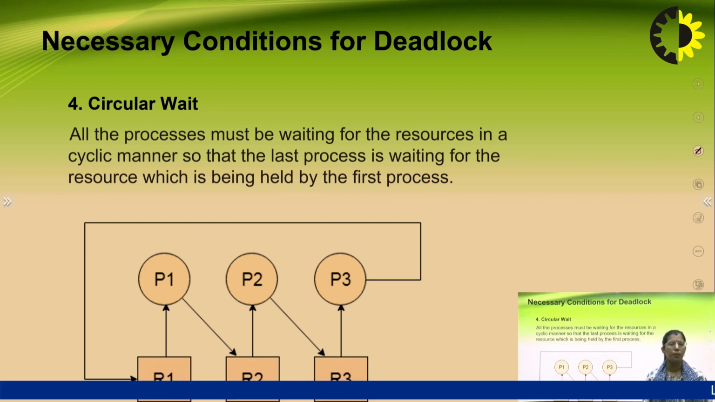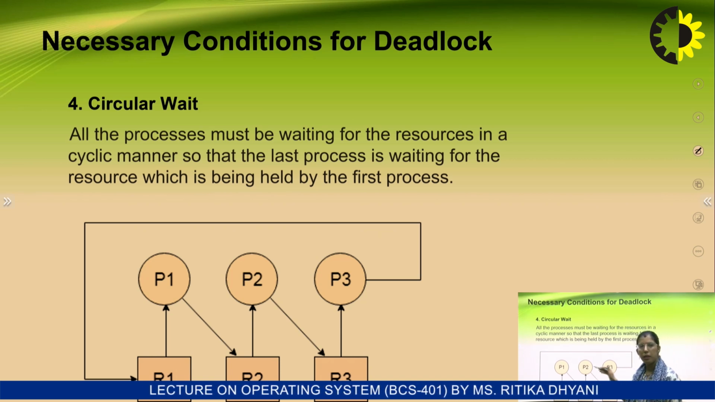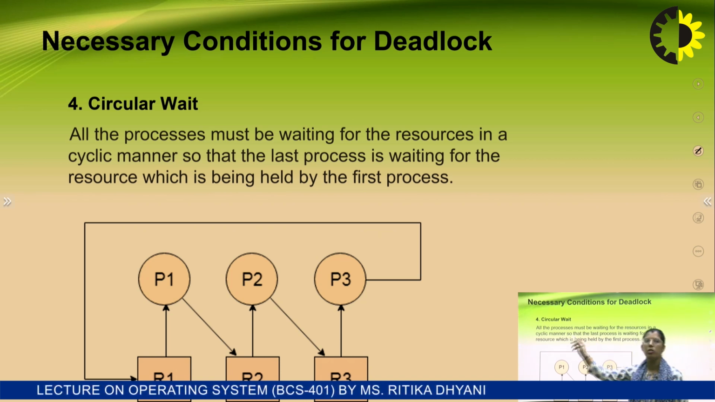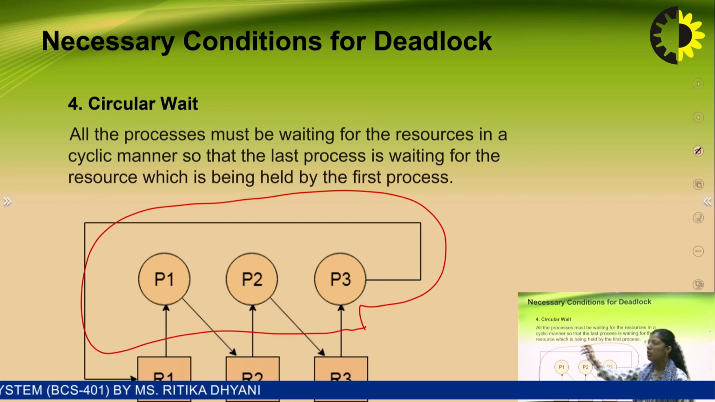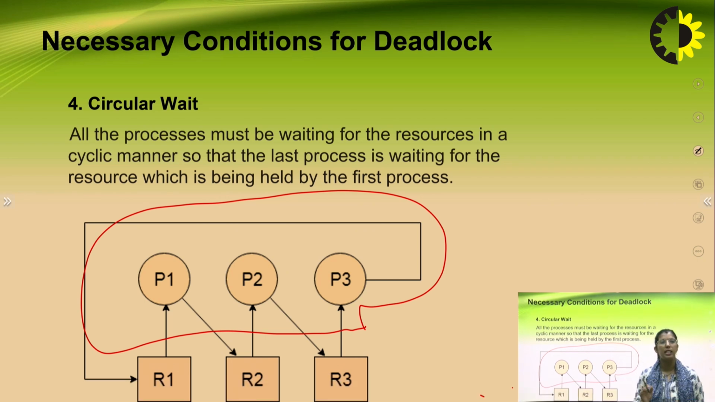Here we can see it is forming a circular cycle. One process is holding some resource, requiring some other resource as well. Similarly, this is happening here also, and in the case of P3 also. So a proper cycle is being formed here, which is a necessary condition for deadlock. All the processes must be waiting for the resources in a cyclic manner, so that the last process is waiting for the resource which is being held by the first process.